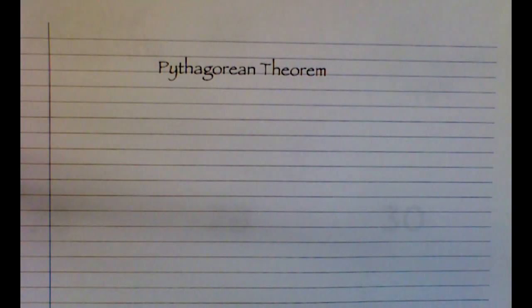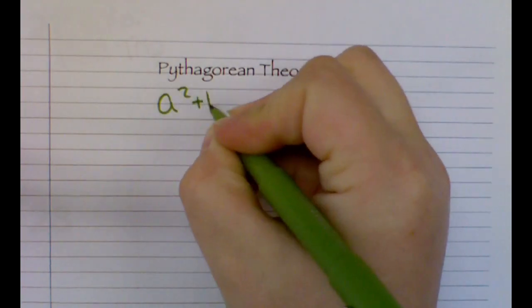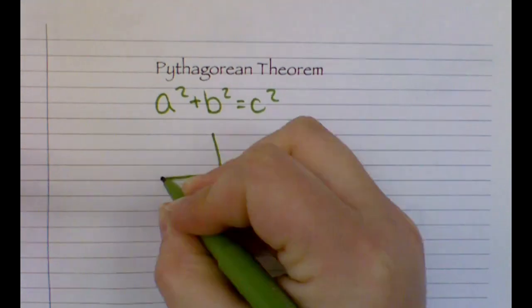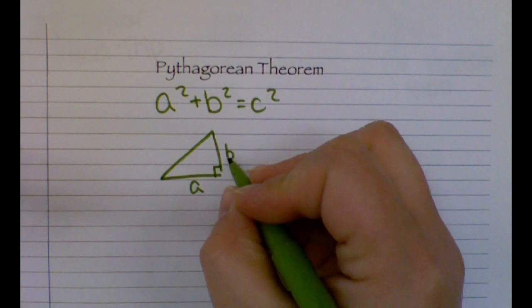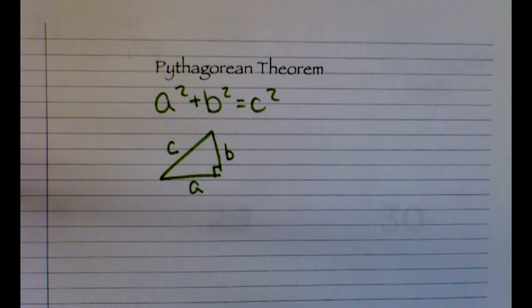And we also talk about the Pythagorean theorem. Remember that the Pythagorean theorem is a squared plus b squared equals c squared, where in any right triangle, a and b are the lengths of the legs, doesn't matter which one's which, but c is the hypotenuse, always across from the right angle, and also always the longest side.